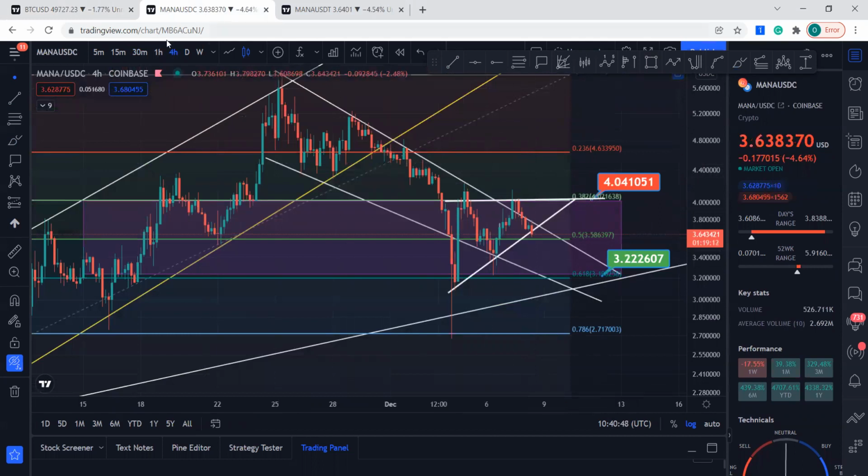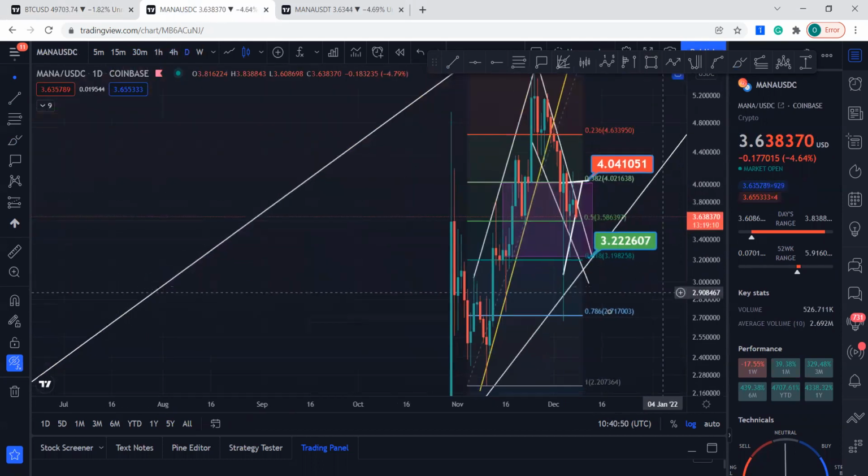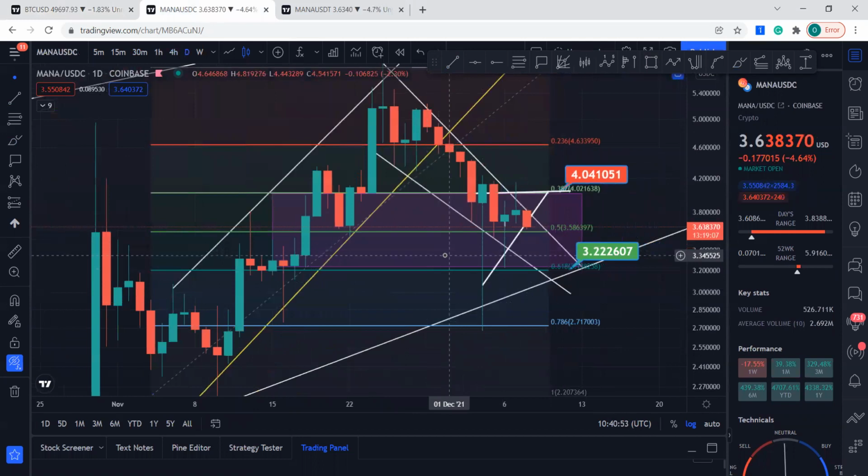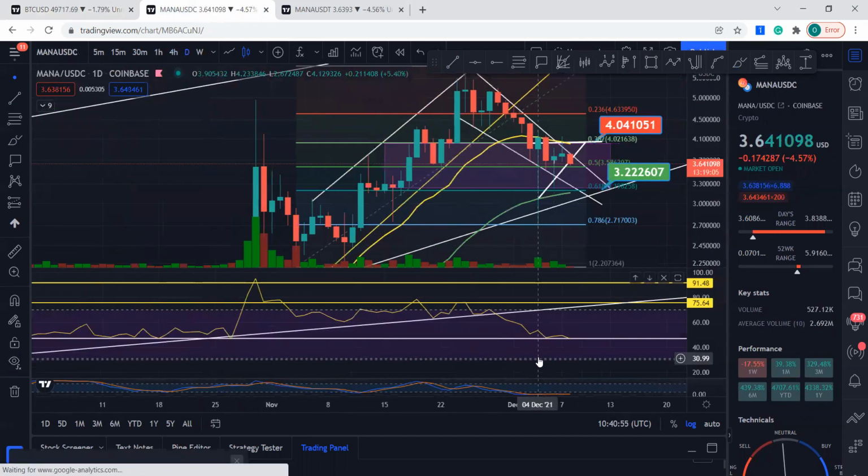So now with the Mana token, I can show you something in the RSI. If you can just bring those levels.